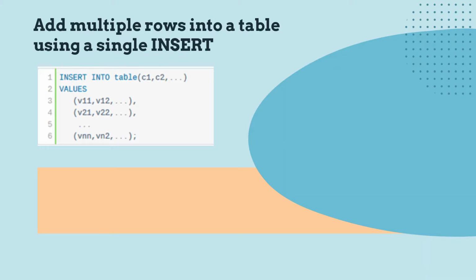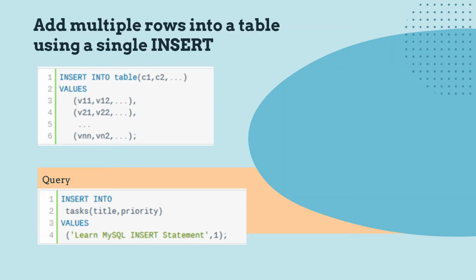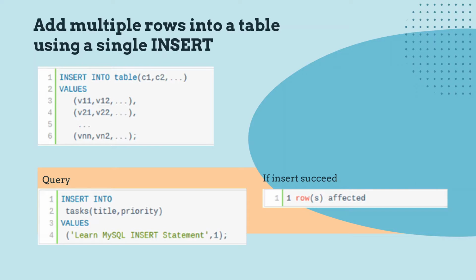For example, in this statement, we use it to add a new row to the task table. We can use insert into, and then the table name is task, and then we specify the columns, title and priority, and then the values clause, and then we insert the values of title and priority. If the insert succeeds, MySQL returns the following message after the statement is executed. One row affected means that the insert statement is successful.